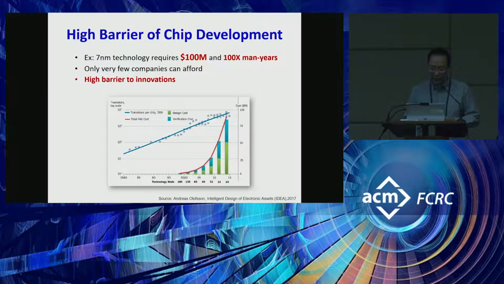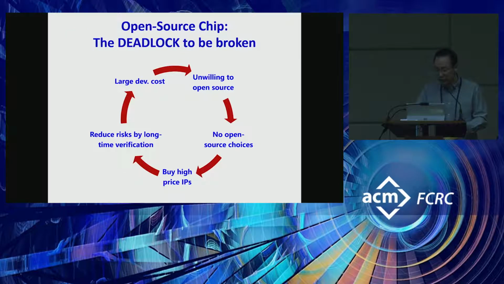For 7 nanometer technology, it requires more than $100 million and more than 100 man-years. So only very few companies can afford it, which sets a high barrier to innovation. But we want to talk about open source chips. Let's look at this circle. We found that there is a deadlock in open source chips.